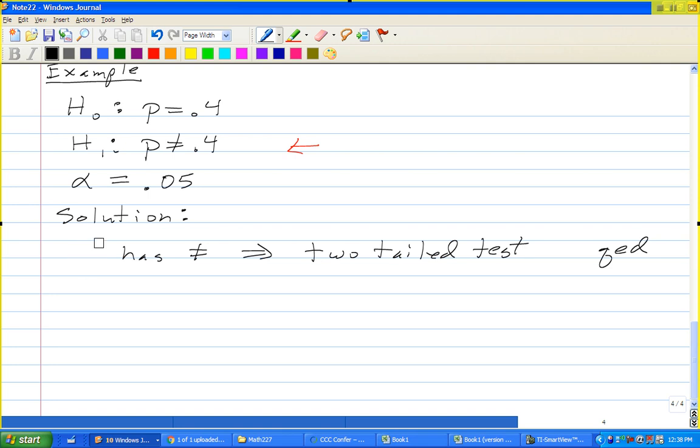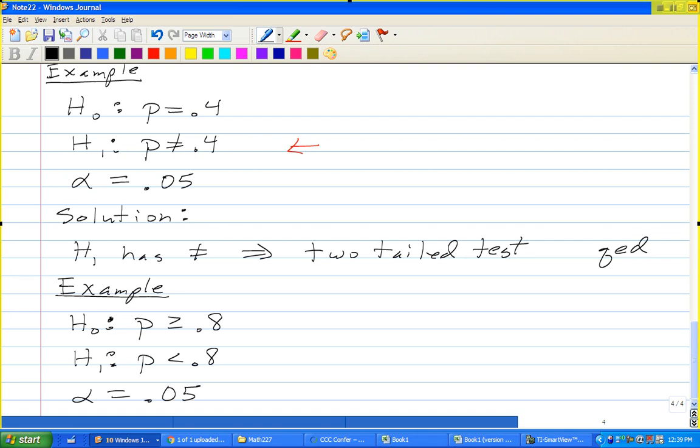Next, do another example. So since the alternative hypothesis has a not equal, then it's a two-tailed test. Okay, next, determine if the following hypothesis test is one-tailed, two-tailed, right-tailed, or left-tailed. The null hypothesis. Now again, I'm doing proportion. It's greater than or equal to 0.8, the alternative is less than 0.8, and alpha is equal to 0.05. Okay.